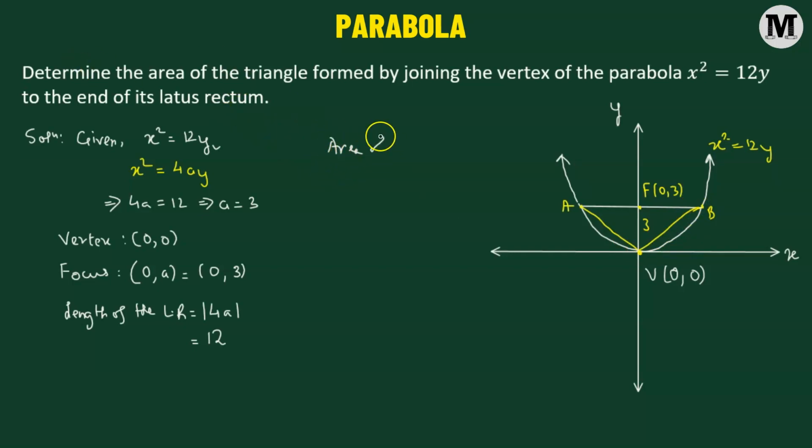So the area of triangle VAB is given by half multiplied by the base of the triangle, which is AB, times the height or the altitude of the triangle, which is VF. We substitute the values: half times 12 times 3, so that's going to give us 18 square units, and that's going to be the area of the triangle.